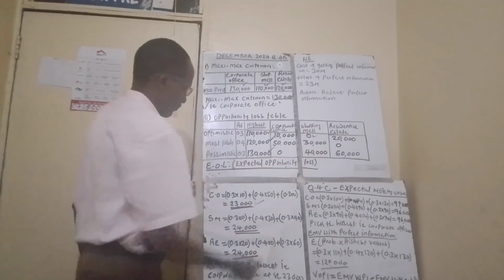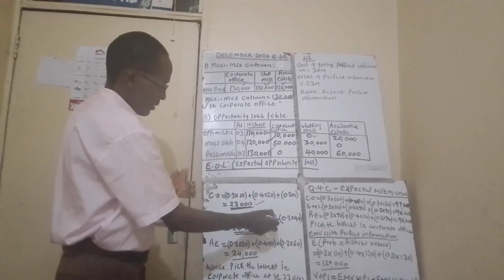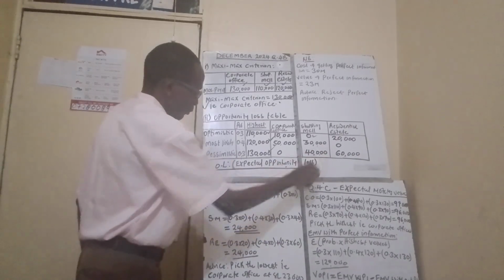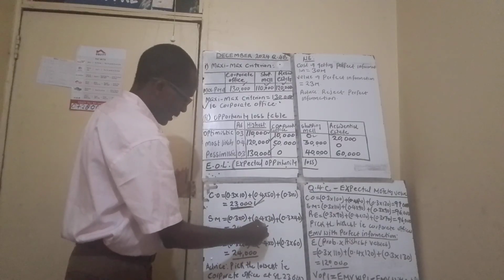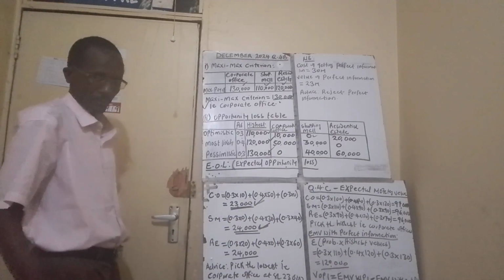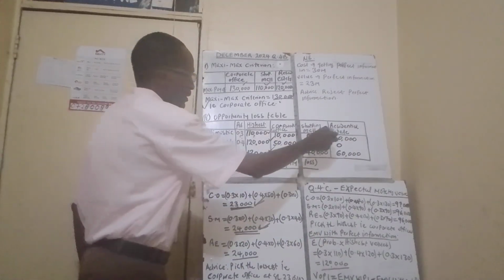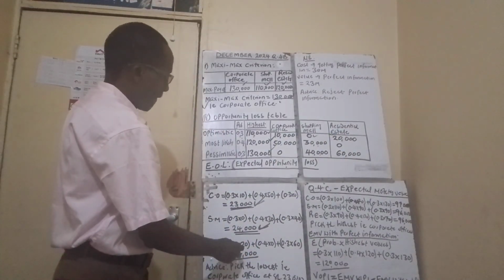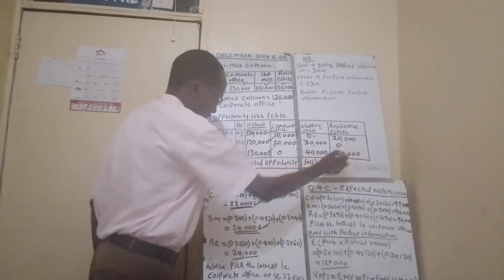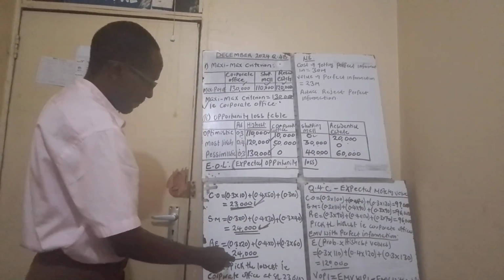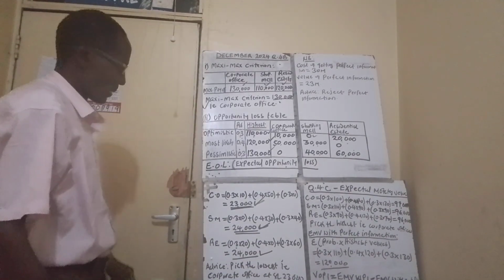0.3 times 0 plus 0.4 times 30 plus 0.3 times 40. You sum them together, you get 24 million. Go to residential estate. 0.3 times 20 plus 0.4 times 0 plus 0.3 times 60, and then you sum them together. You get 24 million.